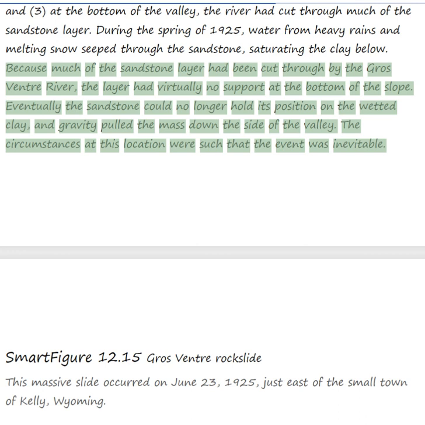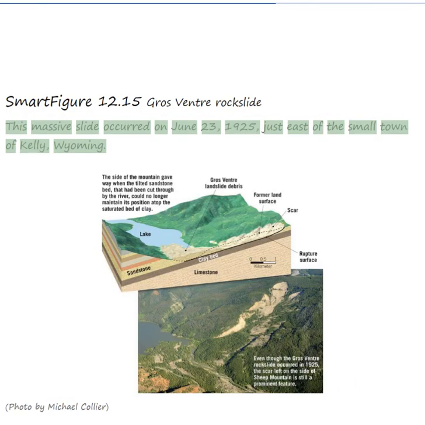Eventually, the sandstone could no longer hold its position on the wetted clay, and gravity pulled the mass down the side of the valley. The circumstances at this location were such that the event was inevitable. This massive slide occurred on June 23, 1925, just east of the small town of Kelly, Wyoming.